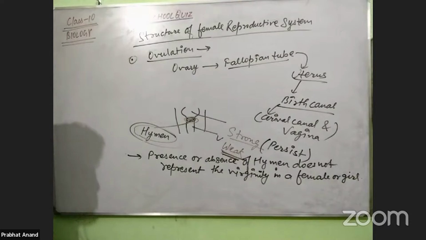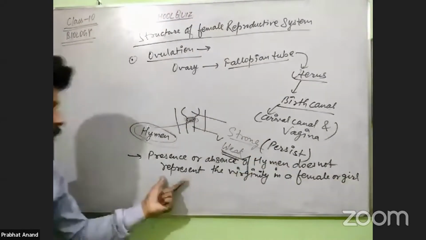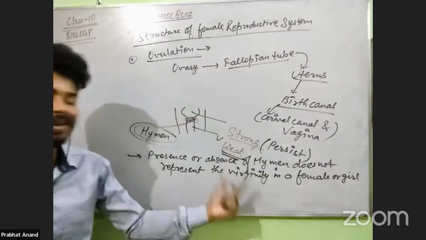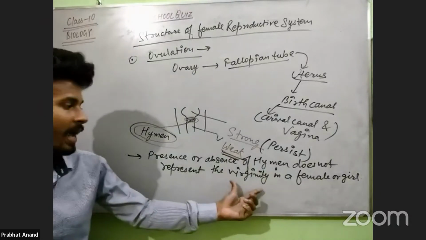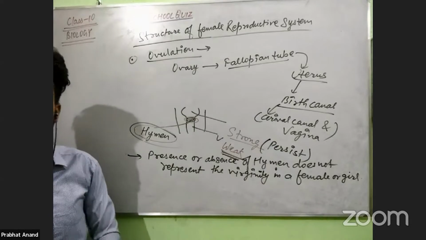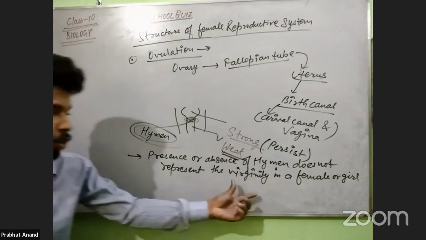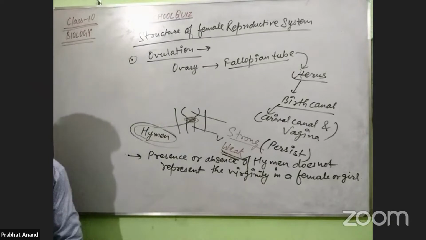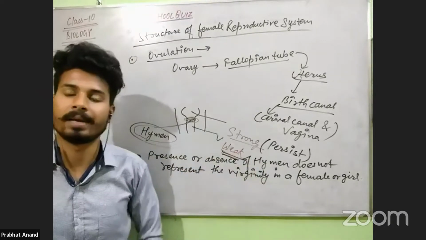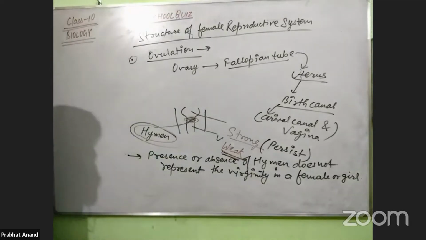Everyone got it? If the hymen is present or not present, it doesn't determine the virginity of a female. Virginity means that the female has experienced intercourse, or we can say the mating between the male and female took place or not. It doesn't depend on the presence or absence of the hymen. Okay, is it clear, everyone?